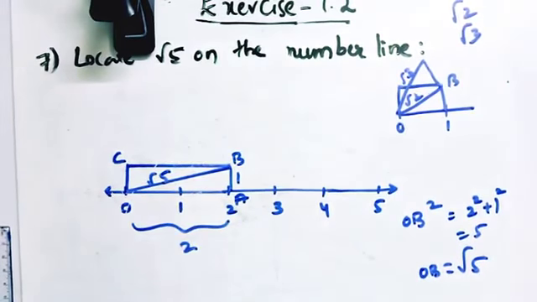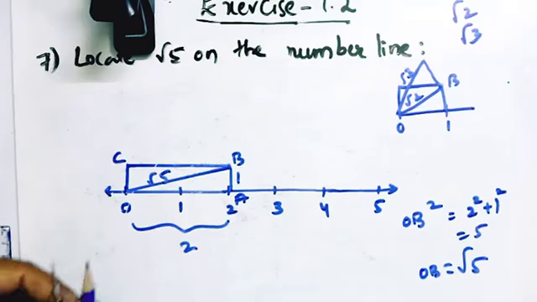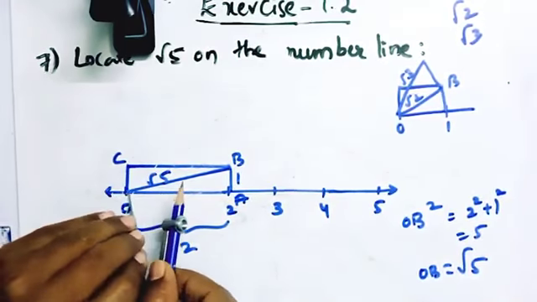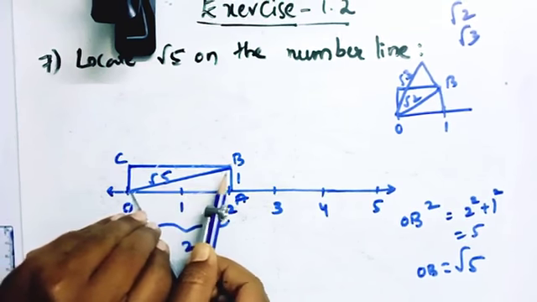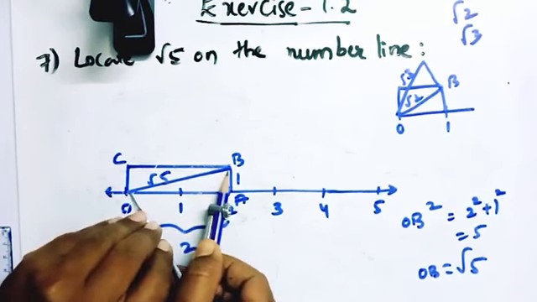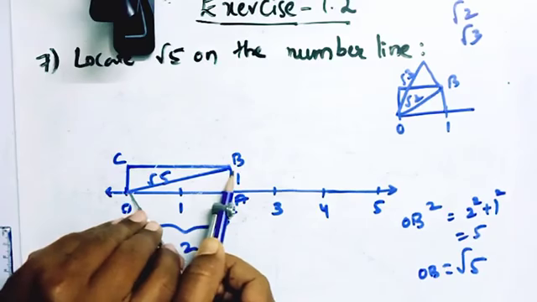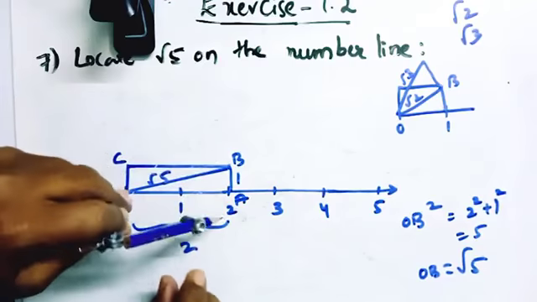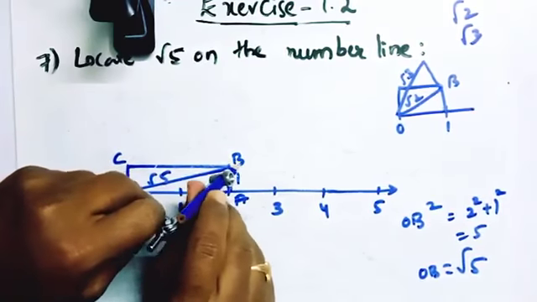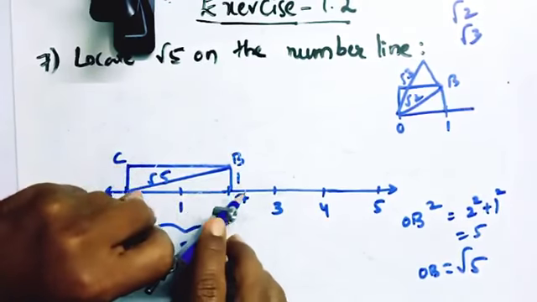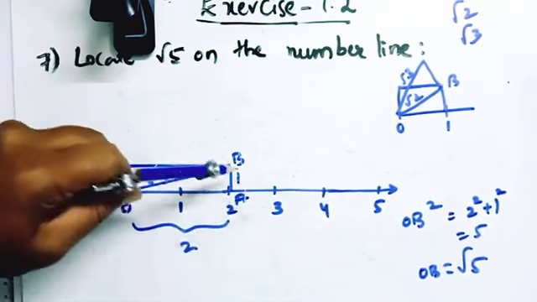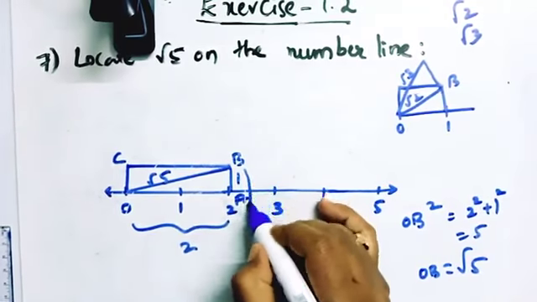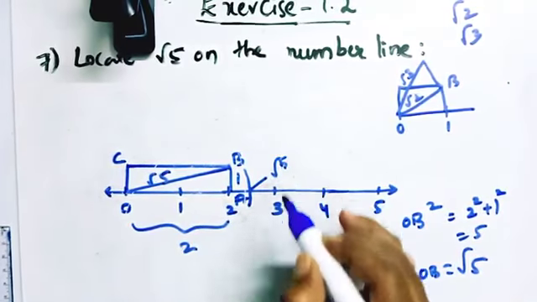Now take the compass, and with the center O, take the compass radius as the OB length. Now this is root 5. Now with the center O you should draw an arc like this. So somewhere after 2 you will get the arc like this. So that is indicating root 5.